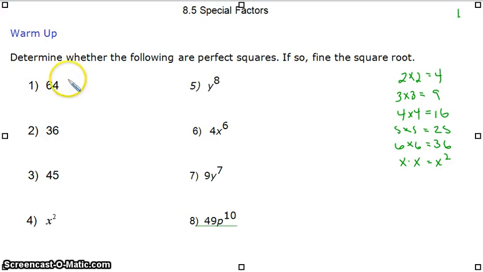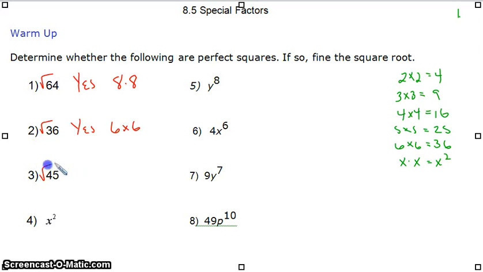Let's take a look at some of these problems. Is 64 a perfect square? Well, yes, because we know that 8 times 8 is 64. Now, if I take the square root of 64, I get back to 8. That's perfect. What if I take the square root of 36? What do we get? 6. So that's a yes, because we get a perfect number, and we know 6 times 6 is 36.